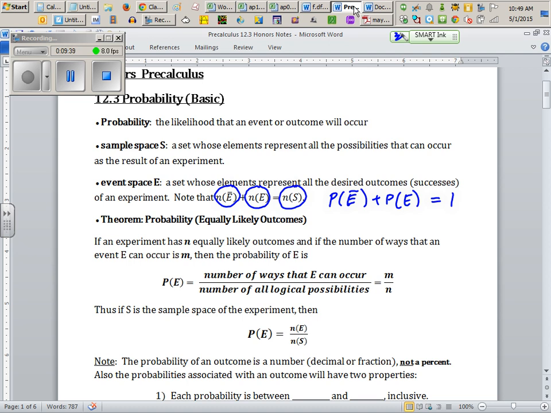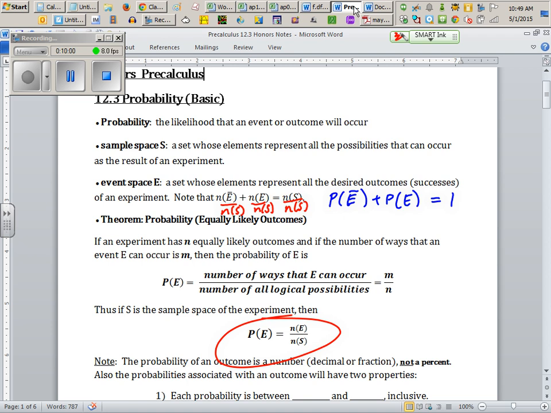If the right side is 1, we're dividing by what? The number of n of S. So that means that probability must be the number of events that are desirable over the number of events available, or possible outcomes.